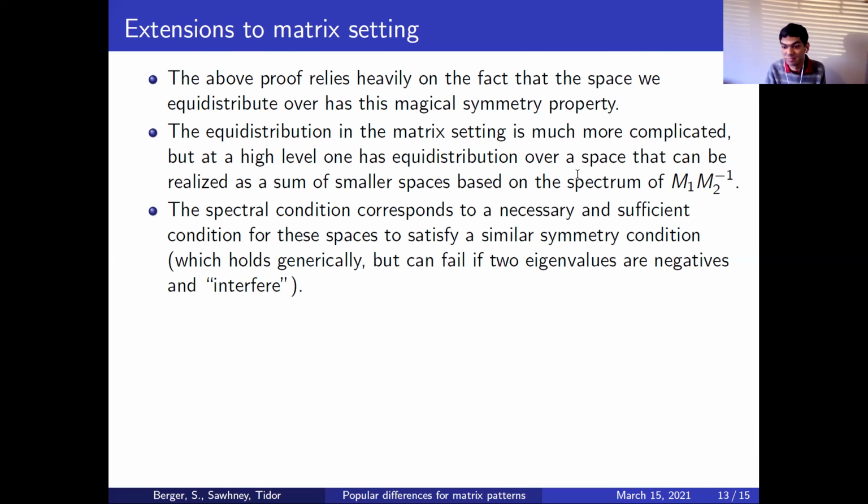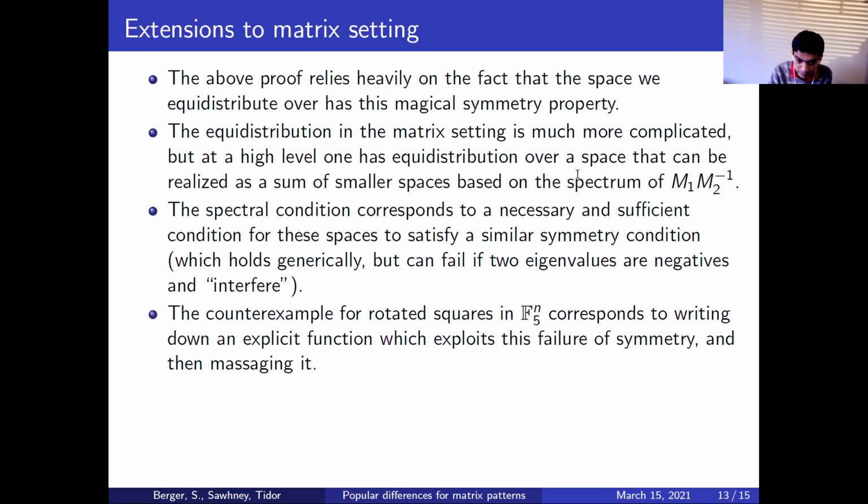As it turns out, it's fine to have repeated eigenvalues, and even Jordan blocks are fine. What's a problem, though, is negated eigenvalues, specifically. And our counterexample for rotated squares in F5 to the n, where we have a pair of negated eigenvalues, corresponds to writing down an explicit function, an explicit model, as we've discussed, which in some sense exploits the failure of symmetry that's involved. And then there's some massaging you have to do to get it to be a genuine counterexample for all directions, for all differences. But I won't talk more about that.